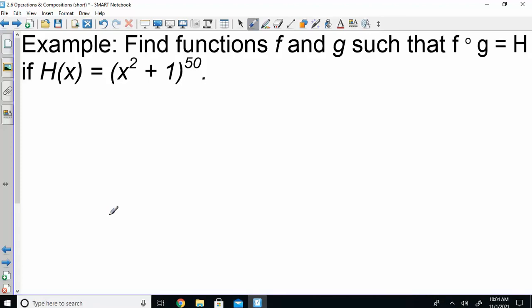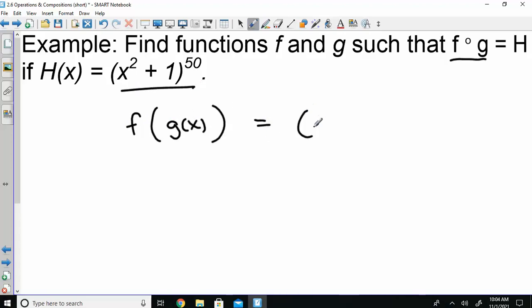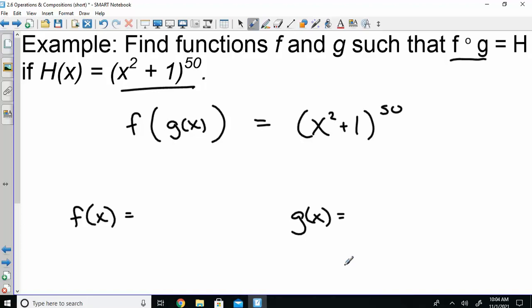Sometimes you will be given the answer to a composition. So they're saying I did f composed with g. So I did f of g of x, and I got this for my answer. And I want you to tell me what f of x and g of x were to begin with. Now on these types of problems, there is not always just one correct answer. A lot of times there are multiple correct answers.